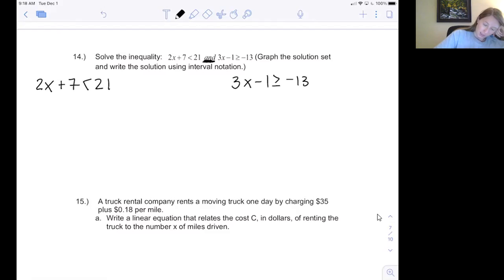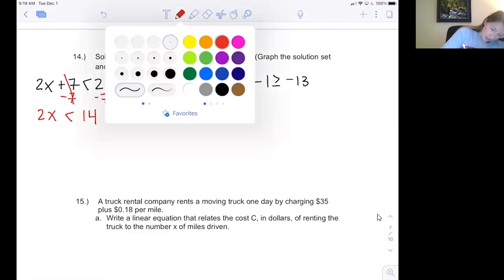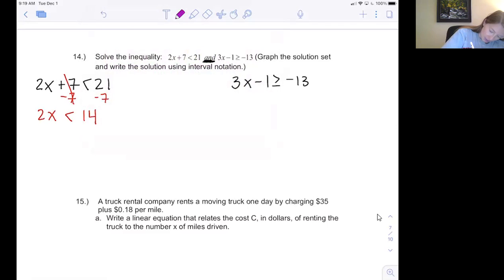Okay, so for this 2x plus 7 is less than 21, I'm just solving this just like I would an equation. So I'm going to subtract 7. So I'm going to have 2x less than 14. And then I just divide by 2, divide by 2. So I have x is less than 7. Okay, so that's one of my answers.